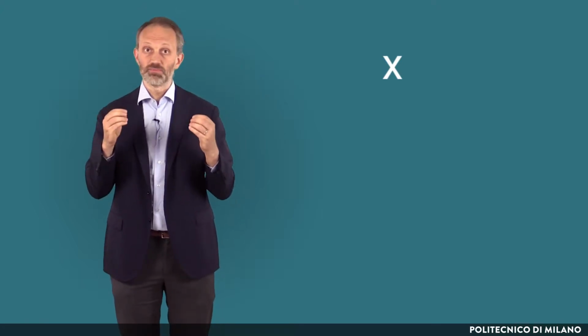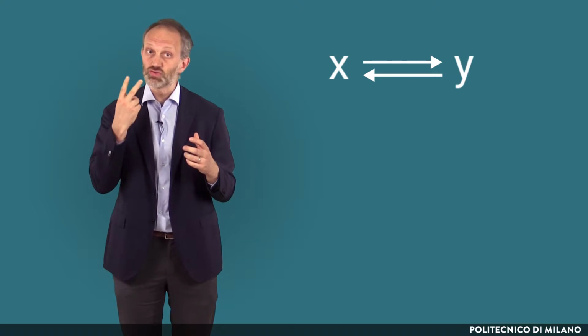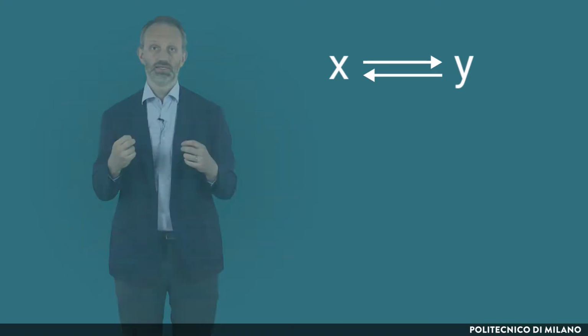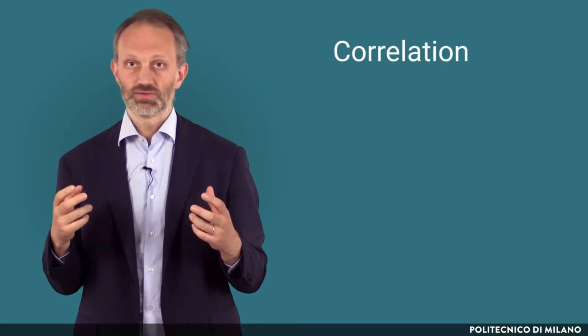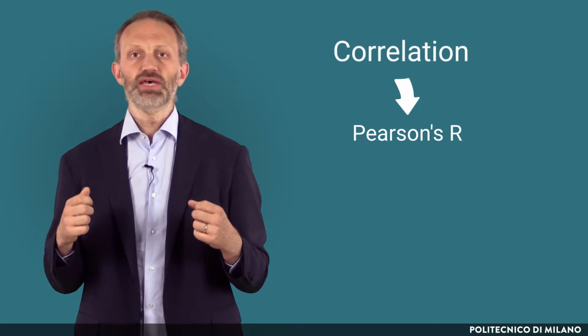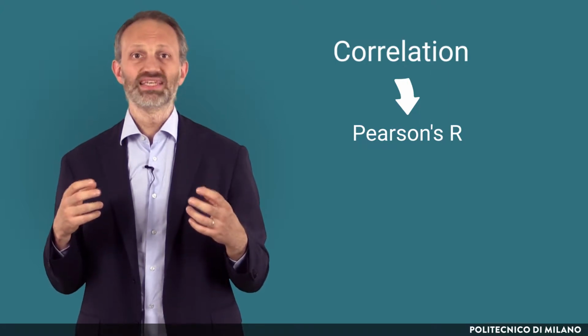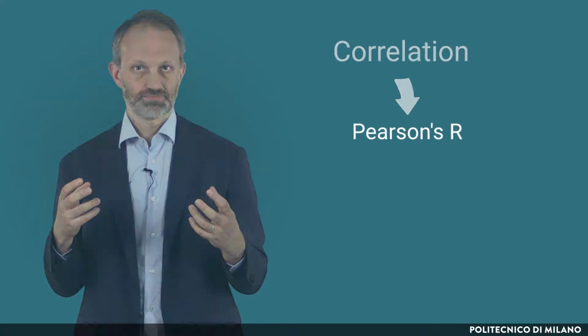After considering one variable at a time, it is usually relevant to start investigating relationships among them. The simplest way of doing it is using bivariate statistics, which consider two variables at a time. The most common bivariate statistics is correlation, which is measured by Pearson's R. It measures if two variables show a similar pattern, that is, they move in a similar way.